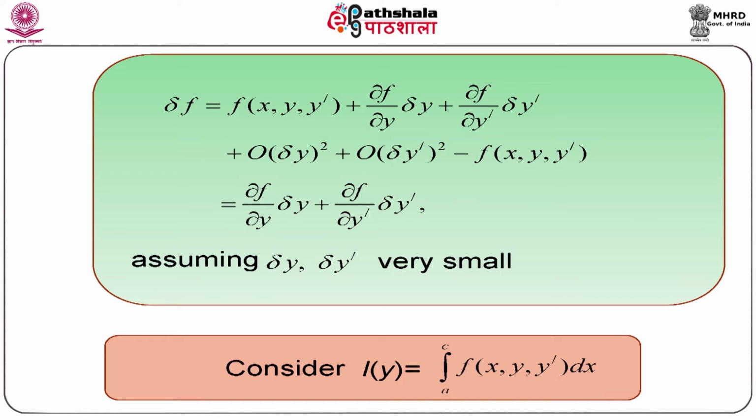Neglecting these variations, we finally get f P1 minus f P equal to del f del y into delta y plus del f del y dash into delta y dash. F P denotes the value of the function f taken at the point P, whereas f P1 denotes the value of the function f taken at the point P1.